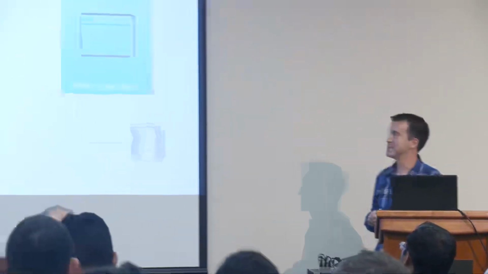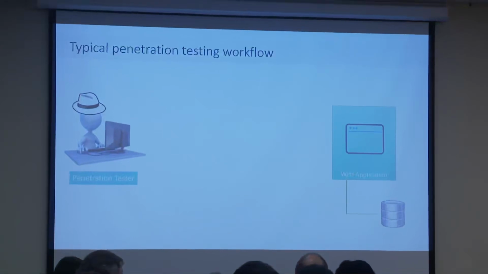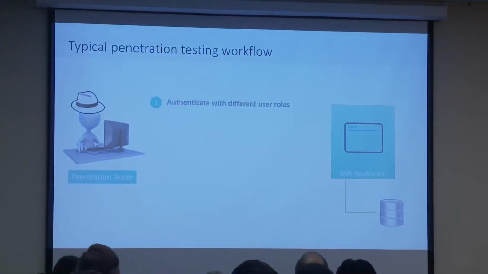So let's go over the typical penetration testing workflow. You have this web application here, probably connects to some data repository. Typically, a penetration tester will try and figure out the different user roles to authenticate, right? So if you can't authenticate to the web app, you're probably not going to be able to test much of it. You need to either be provided or figure out how to get into different parts of the application.